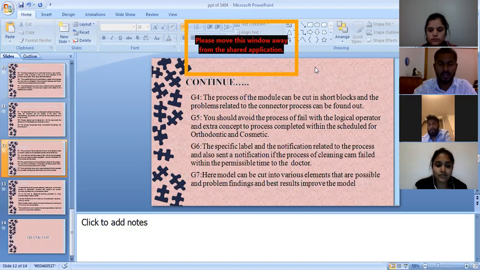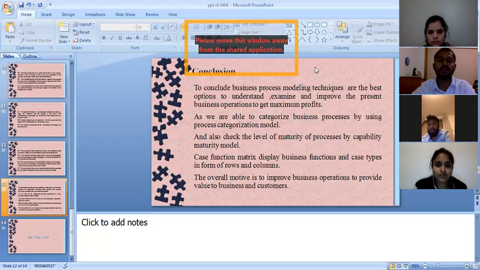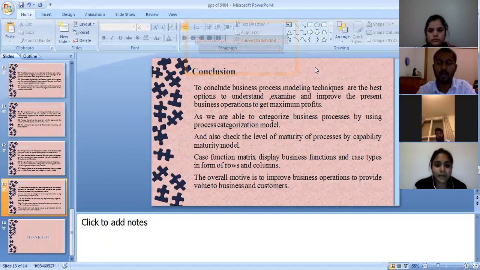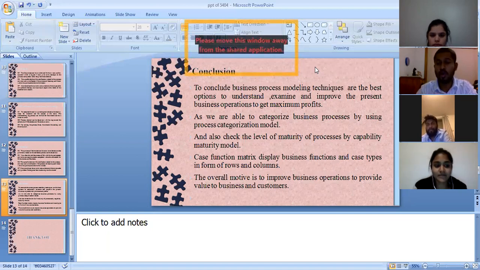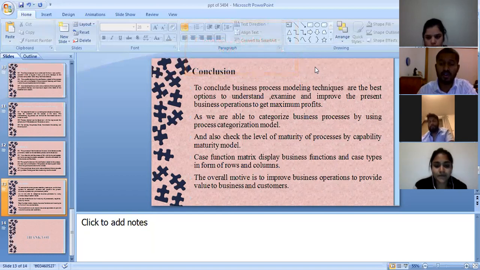And for the conclusion, to conclude the business process modeling: to understand, examine, and improve the present business operations, the easiest techniques we can use are the business process modeling techniques, which are best for getting maximum profits, as we are able to categorize business processes by using the process categorization model. The capability maturity model we also use to check the level of maturity of the process.